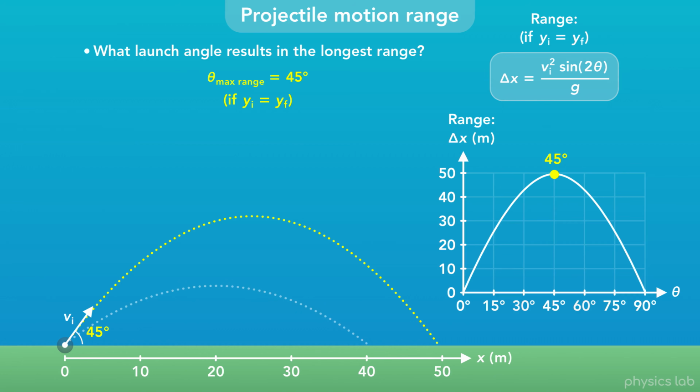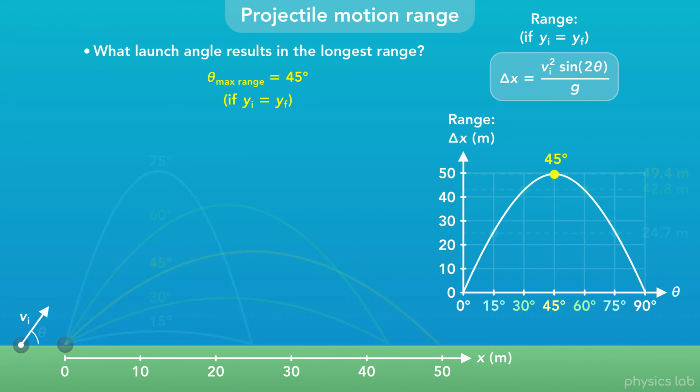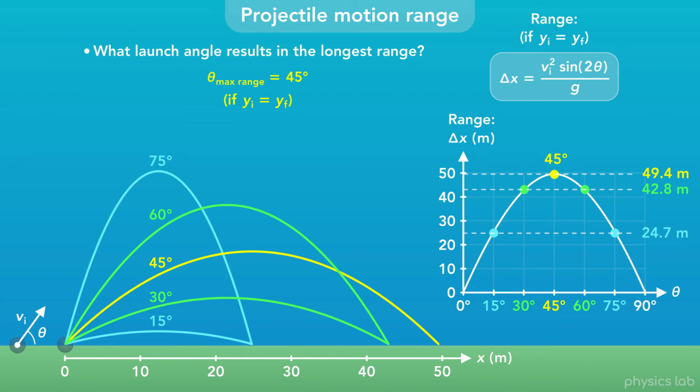If the angle is lower, the x velocity is faster, but the object spends less time in the air. If the angle is higher, the object spends more time in the air, but the x velocity is slower. Another important thing to know is that the range is the same at equal angles above and below 45 degrees. So the ball travels the same distance if it's launched at 30 degrees or 60 degrees, which are both 15 degrees away from 45, and the ball travels the same distance at 15 degrees and 75 degrees.